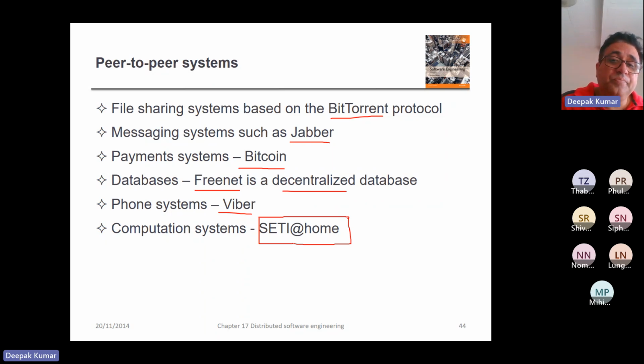So basically, when you subscribe to SETI at home, you create an account there and you download their client. Once you download their application, your system is given some data to analyze, and this data is some radio signals. SETI has radio telescopes sitting in many locations around the world.